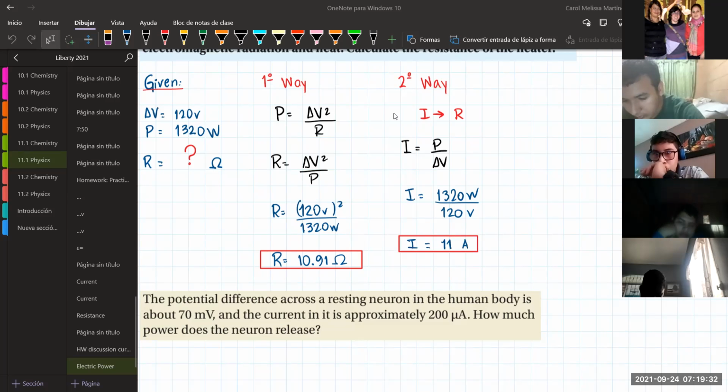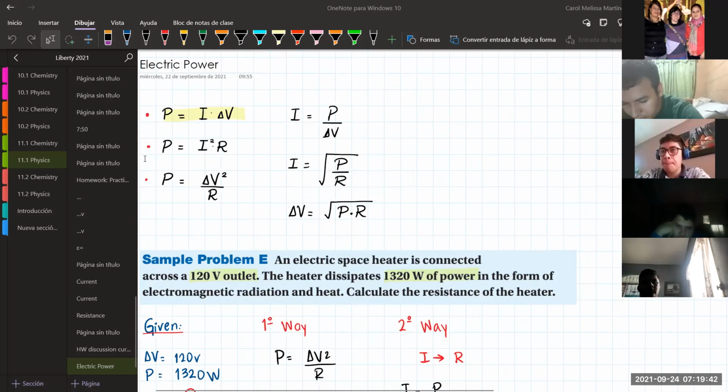Now once you have the current, you can find the power. What equation can you use now? The first one, the one that says power equals current times voltage.